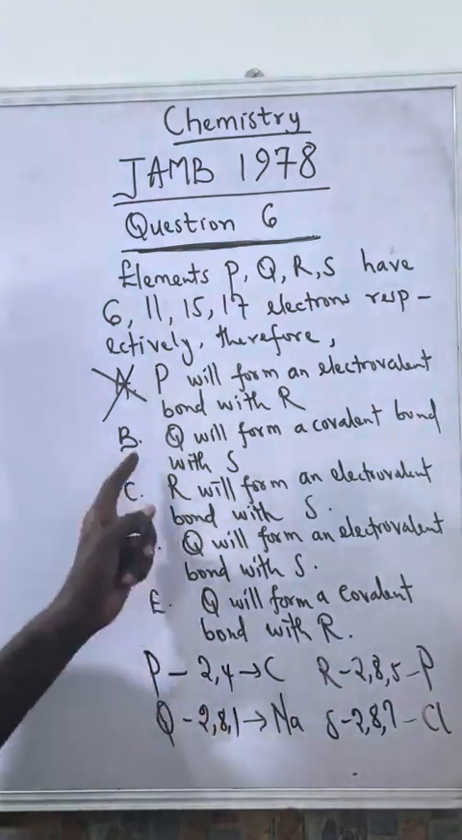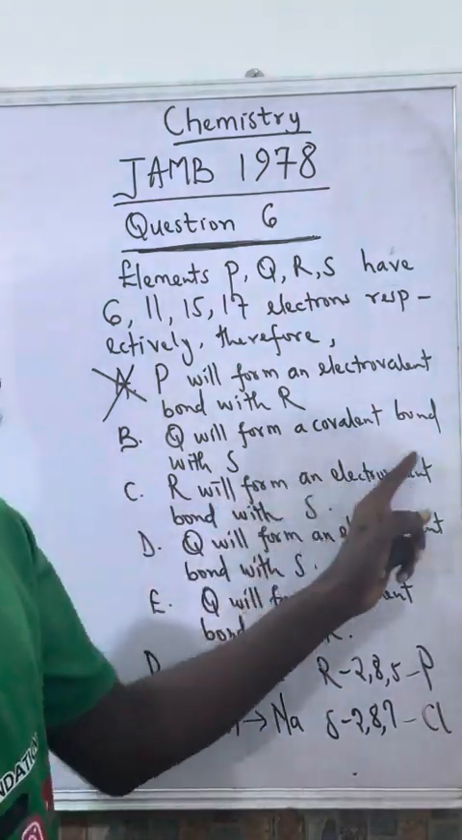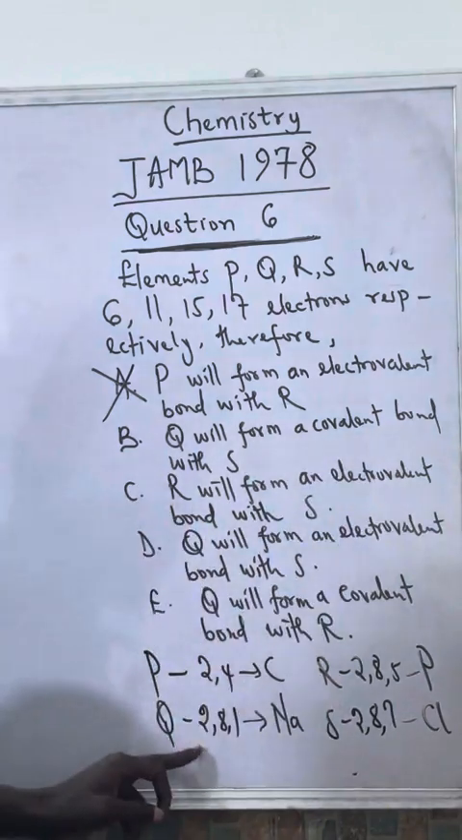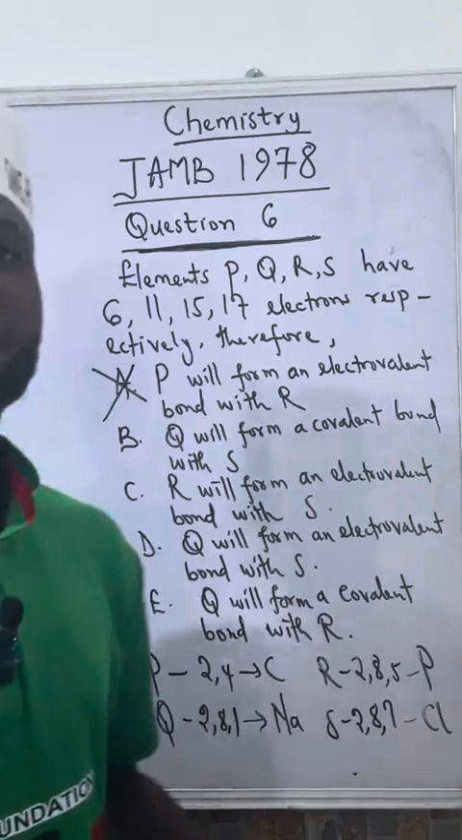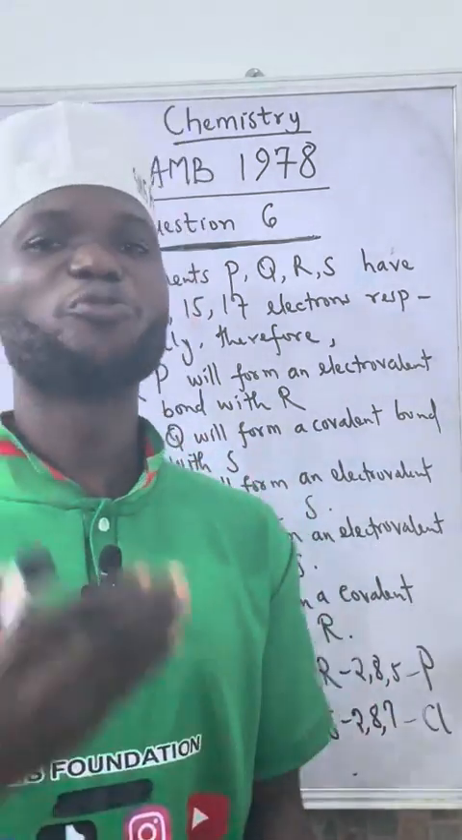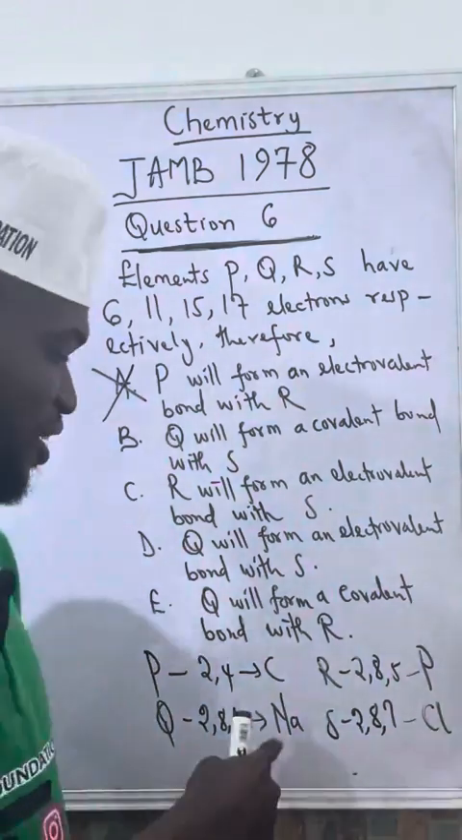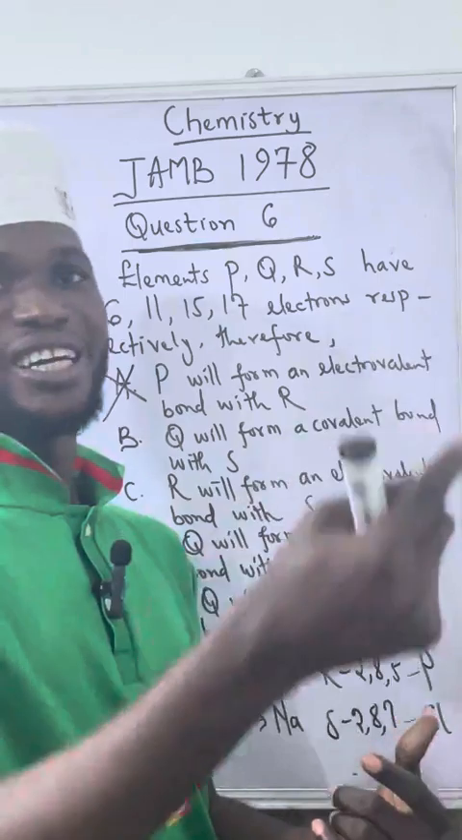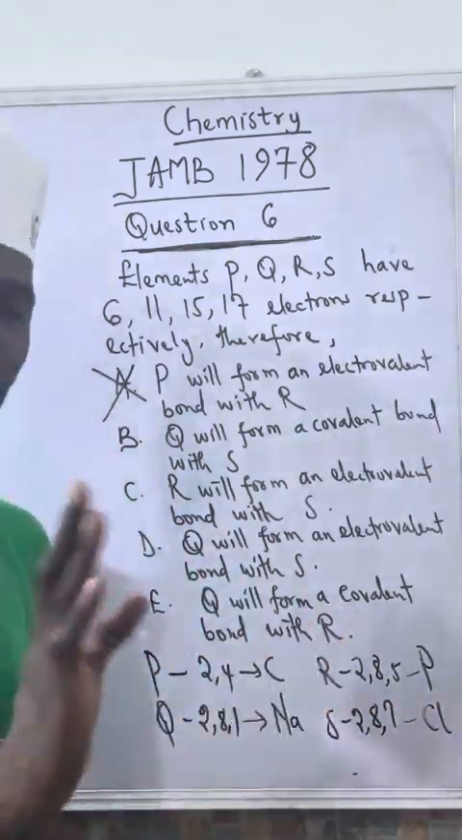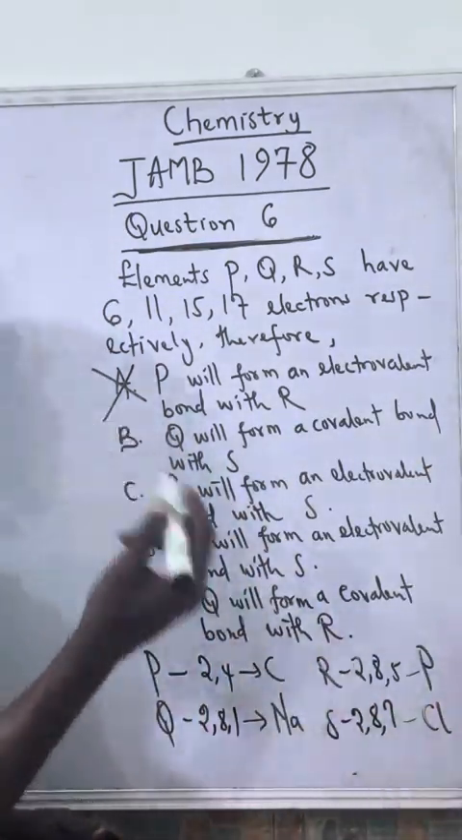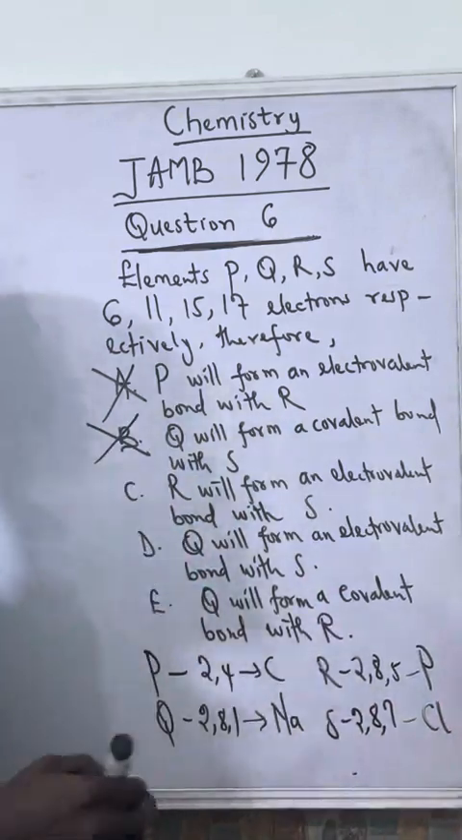So let's go for B. Q will form a covalent bond with S. Let's consider Q. Q is sodium. Sodium is a metal. Metals do not form covalent bond. They rather transfer the electron that they have in their outermost shell. So sodium is not a covalent element. It doesn't form covalent bond. So B is also wrong.